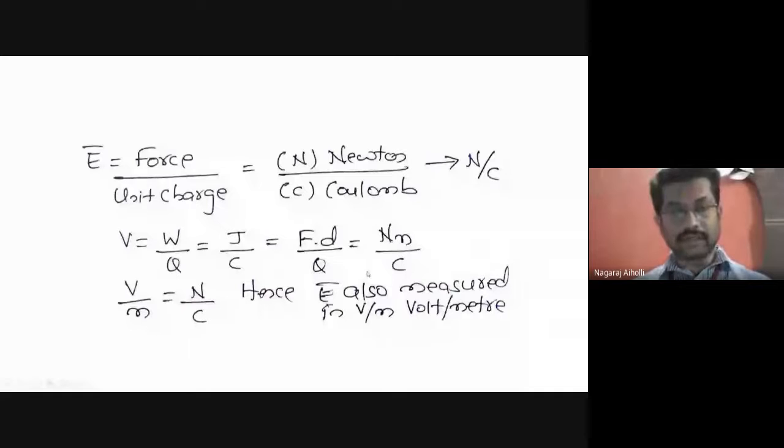What does that indicate, students? Newton per coulomb is the unit of electric field intensity, and it is also equal to volt per meter. Hence, we also use volt per meter as the unit of electric field intensity, apart from writing it as Newton per coulomb. Both are one and the same. Either we can write Newton per coulomb or volt per meter. Follow one convention throughout. If you are using volt per meter, use volt per meter only.